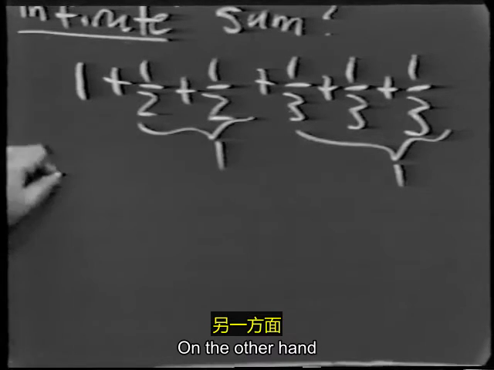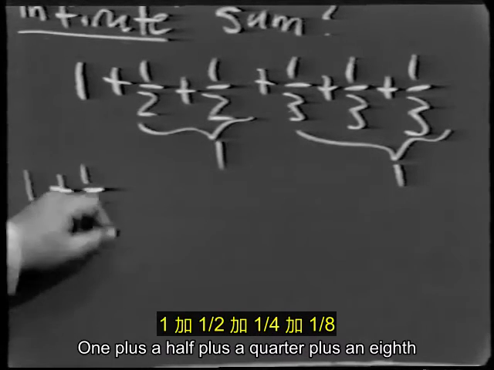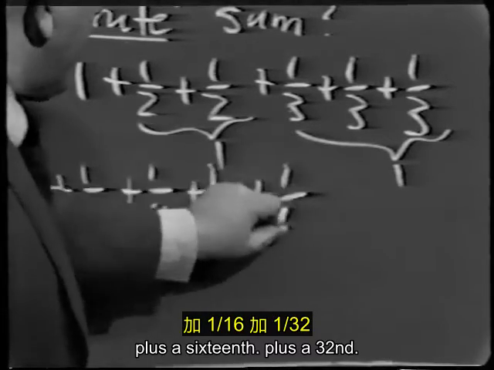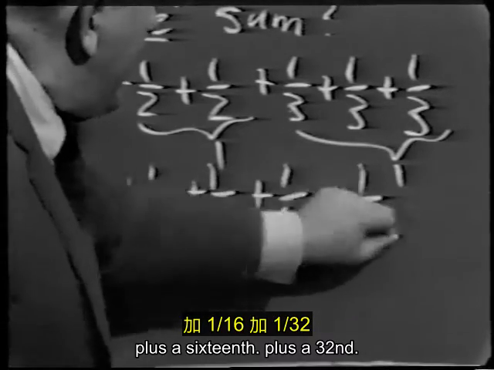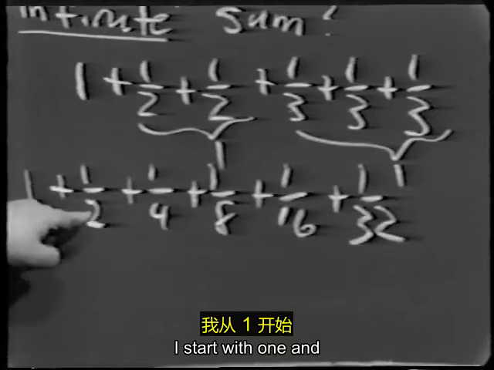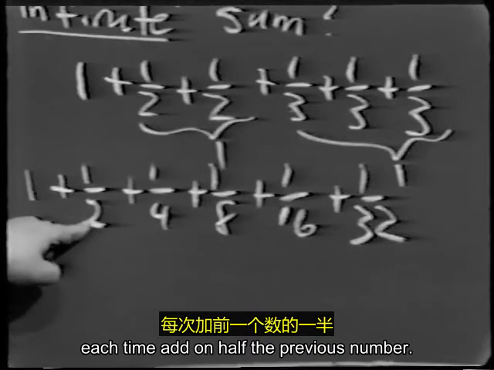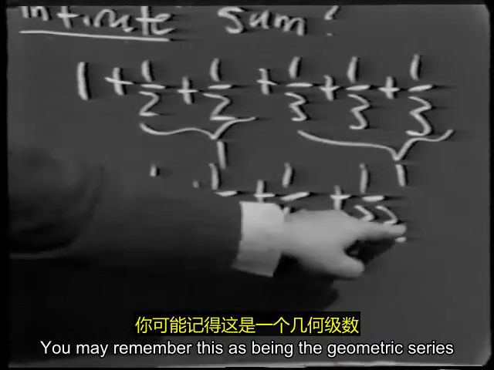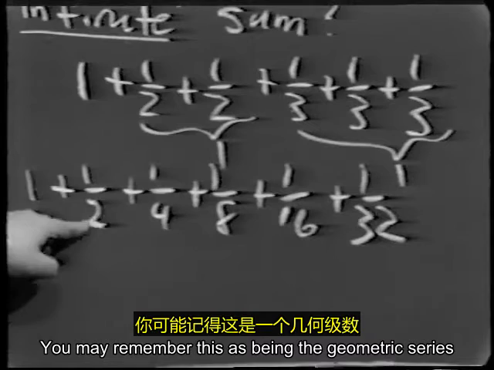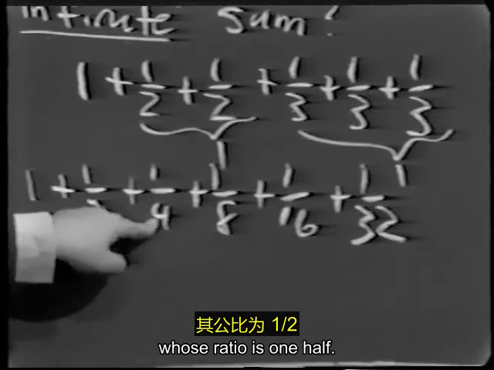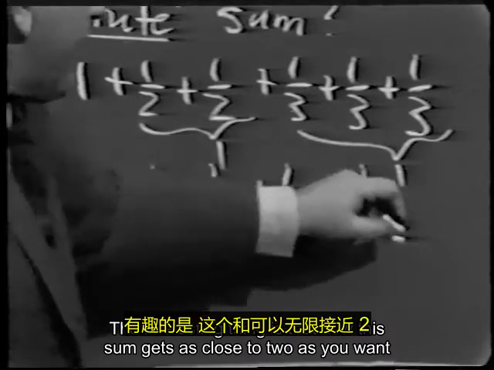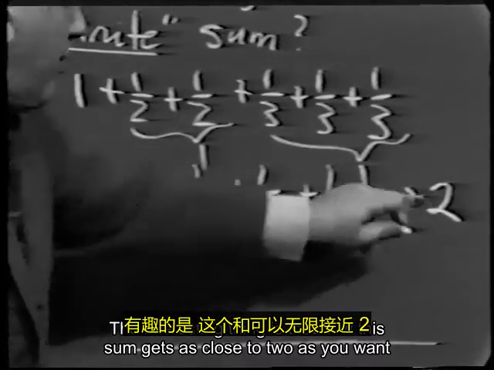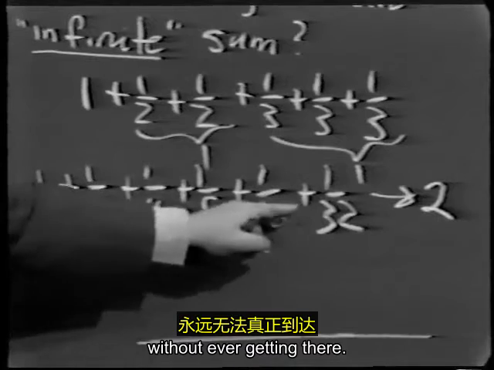On the other hand, let's look at this one. 1 plus a half plus a quarter plus an eighth plus a 16th plus a 32nd. In other words, I start with 1 and each time add on half the previous number. You may remember this as being the geometric series whose ratio is 1/2. The interesting thing is that now this sum gets as close to 2 as you want without ever getting there.